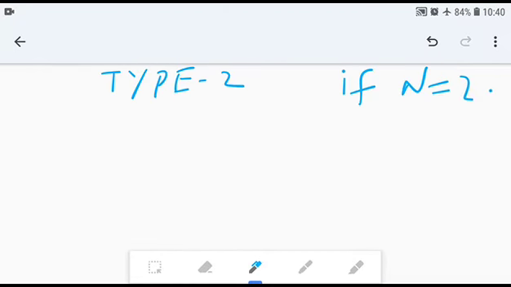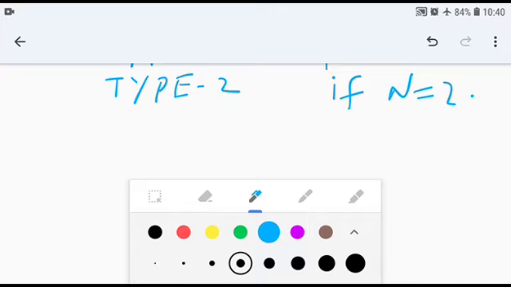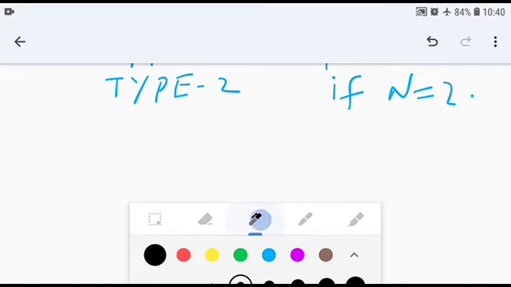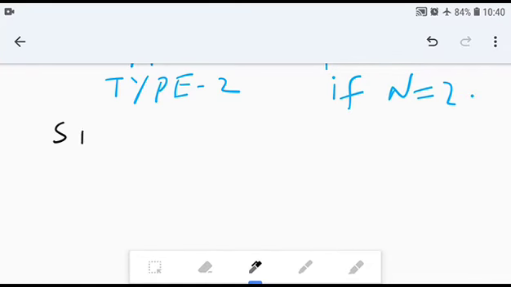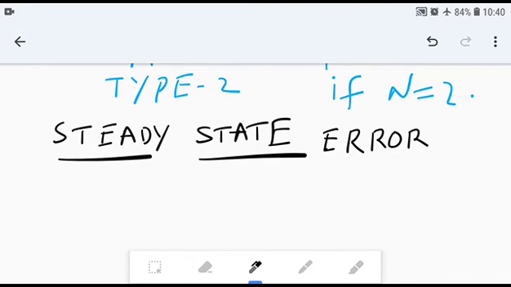Now we will see steady state error, right. It is another very important topic in control systems itself. When we apply an input to a system, we are going to get some error at the output, that is exact.